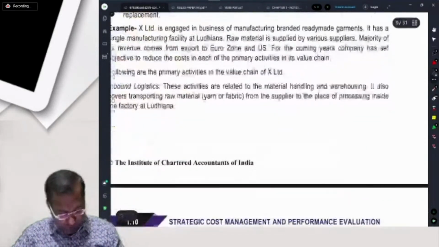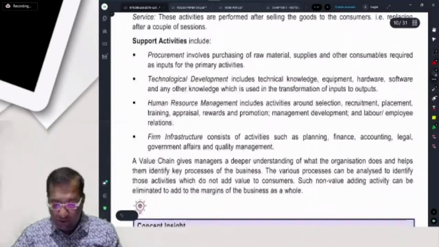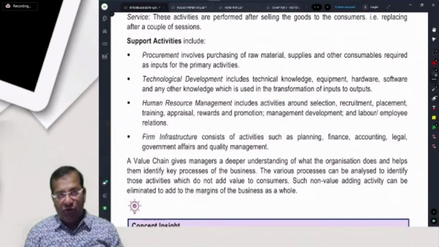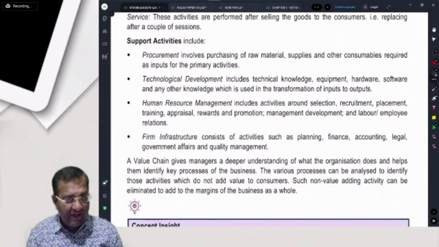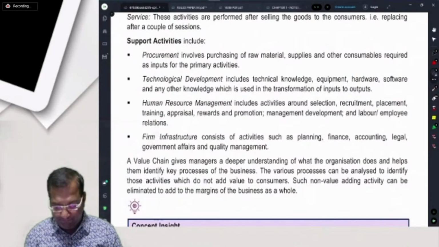Okay, beta. So these are very important when the question requires not the theoretical knowledge, but the application part. So whenever you apply your knowledge, please be very clear. Purchasing of raw material is not under primary activity, it is under support activity.